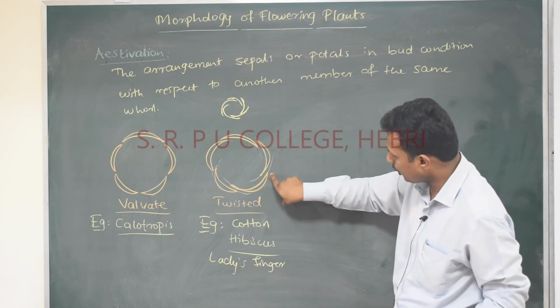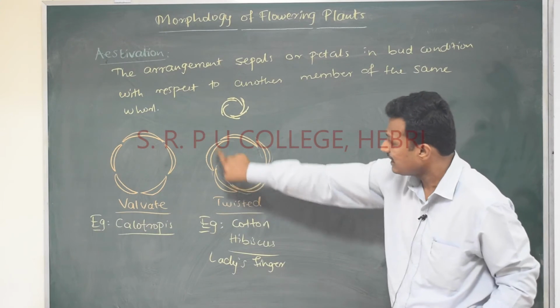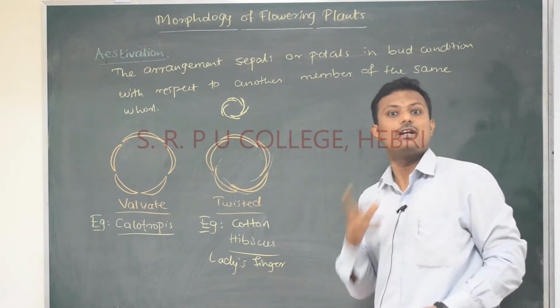Even this one also, one is outside, one is inside. Even this one also, one is outside, one is inside. This will give the twisted appearance.